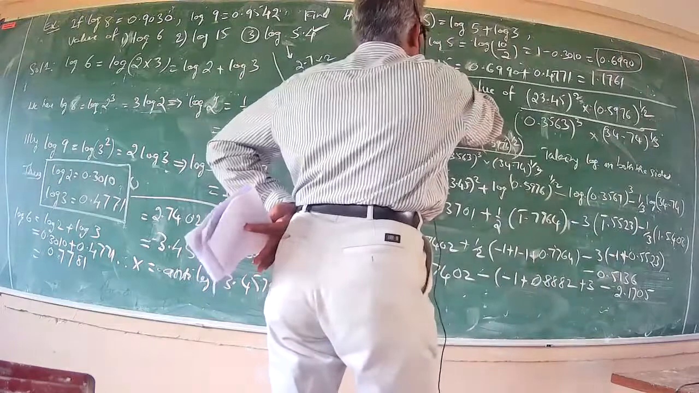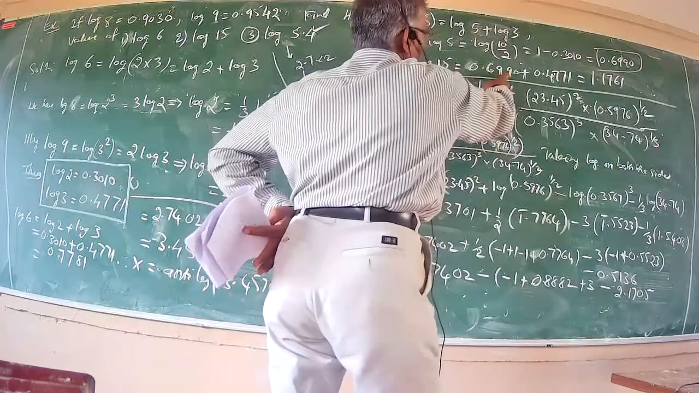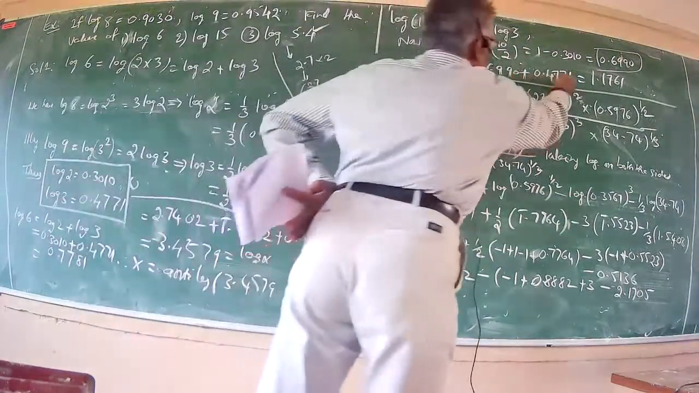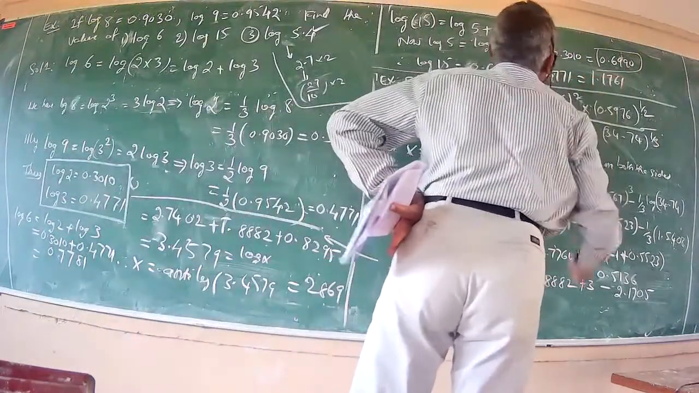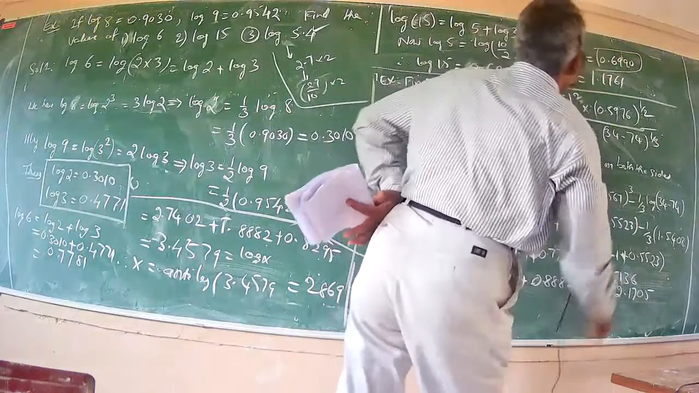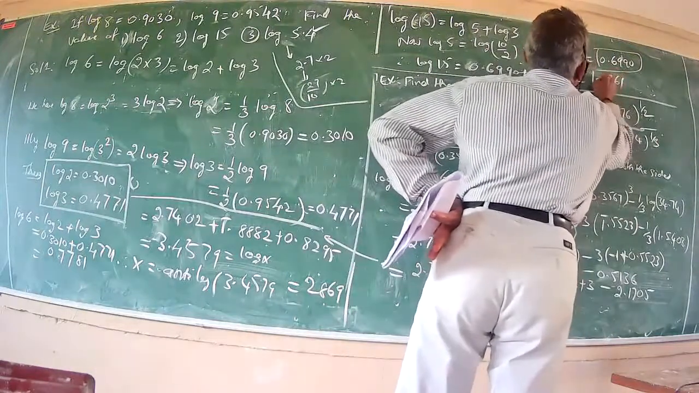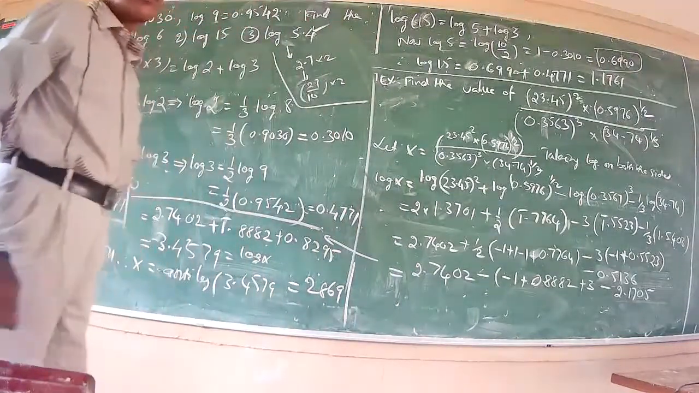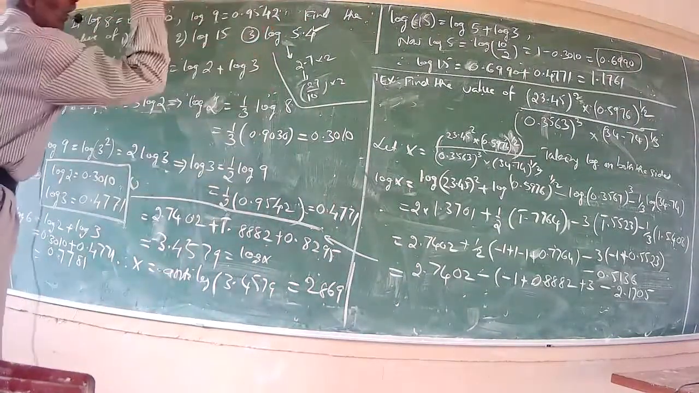So the log of 15 equals log of 5, which is 0.6990, plus log of 3. Log of 3 is here. So simple addition. That becomes 1.1761. This is the value of the log of 15.